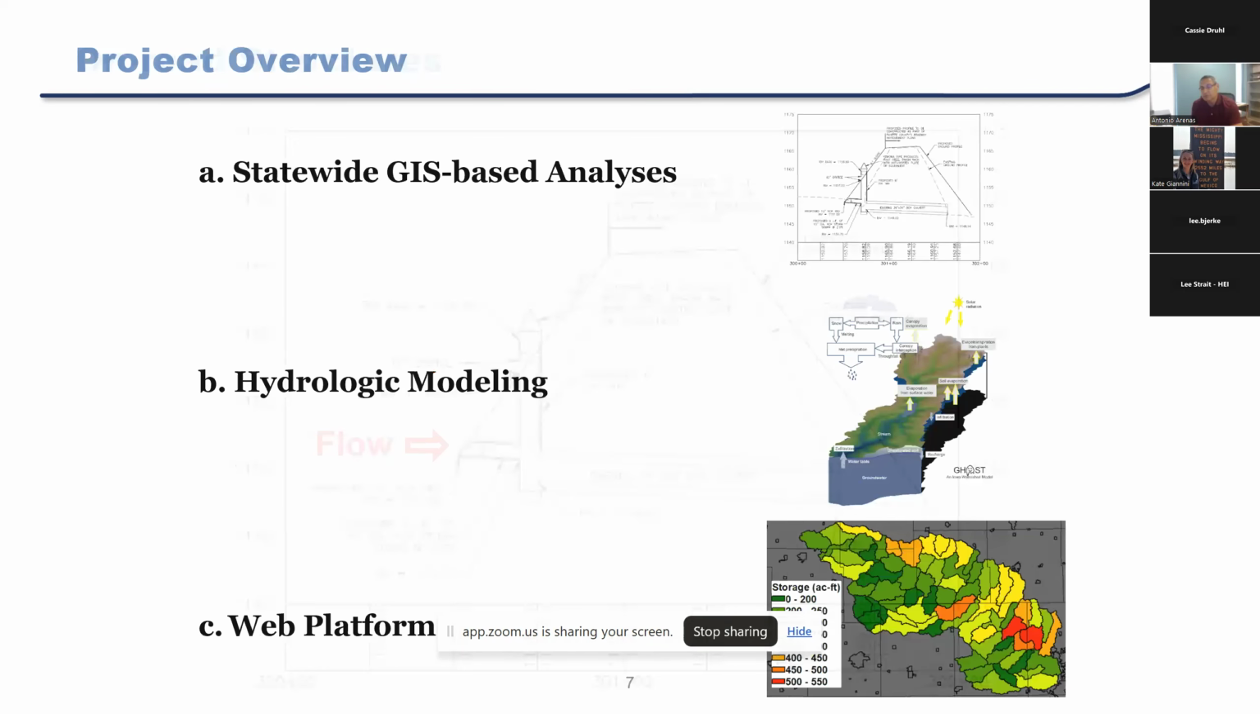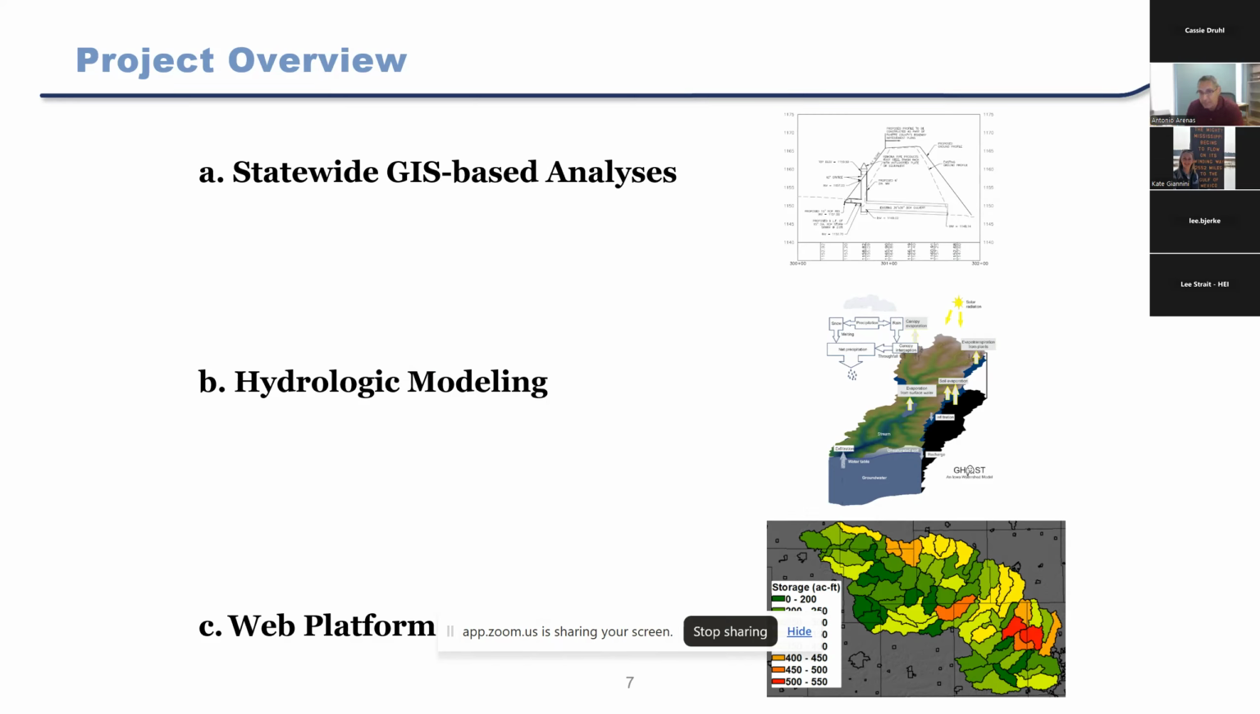So as I already mentioned, the information that I am going to be presenting today is about a 3-year project that was funded by Iowa DOT, by the Iowa Highway Research Board. It began in 2021, and we completed this project in 2024. And the project has 3 main elements.